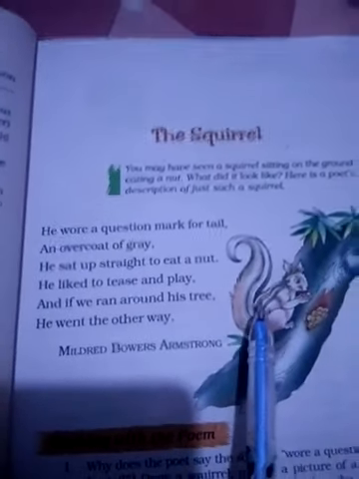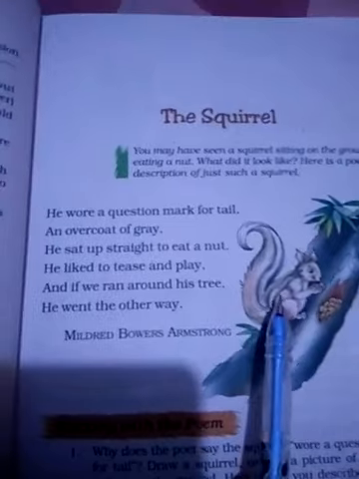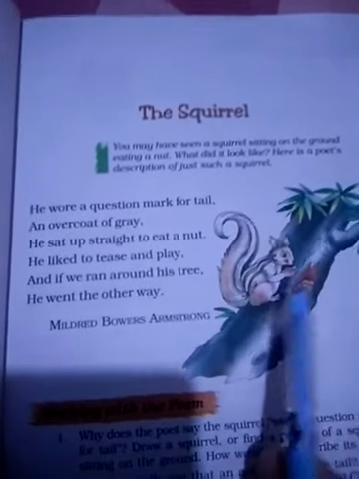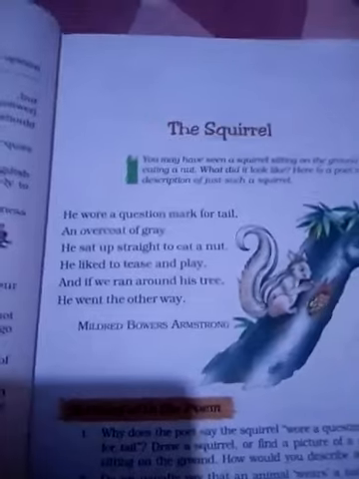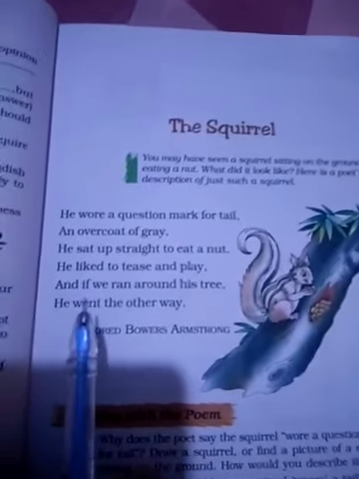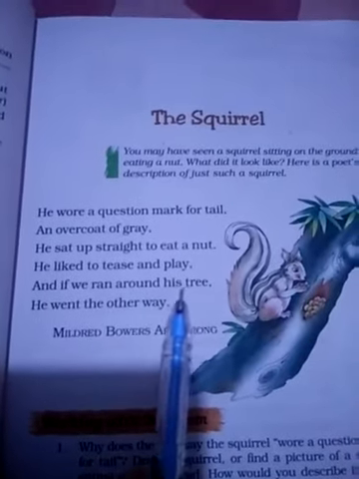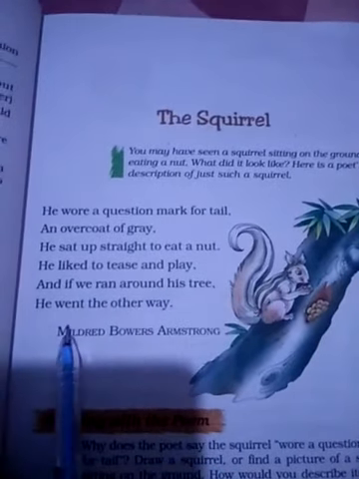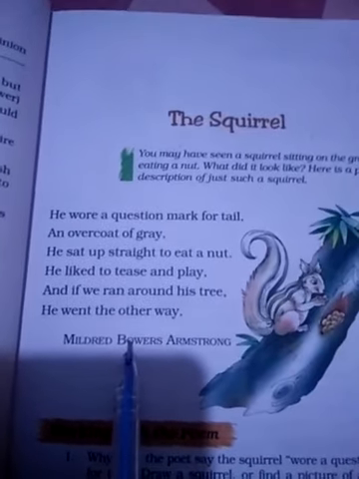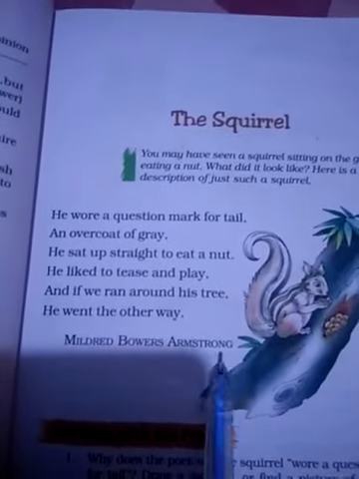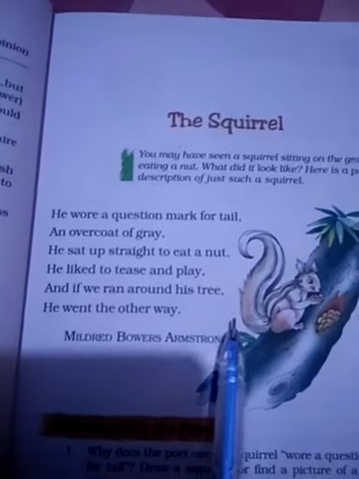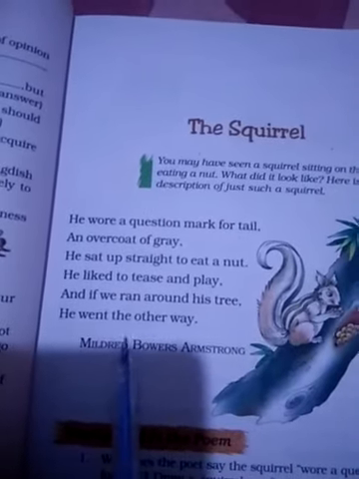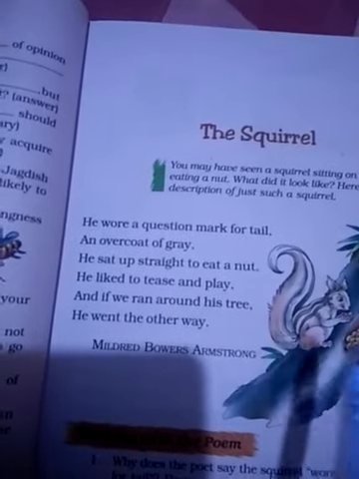It means a squirrel is an animal who likes to tease others, maybe its own friends or other persons, like other children, like you also. So the poet says here that this lively and happy squirrel loves to play and to tease others. Okay, and the next line is, and if we ran around his tree, he went the other way. If the poet, or any person, ran after it to play with it, the squirrel ran away to the other side of the tree, and in this way it teases the poet and plays with him.